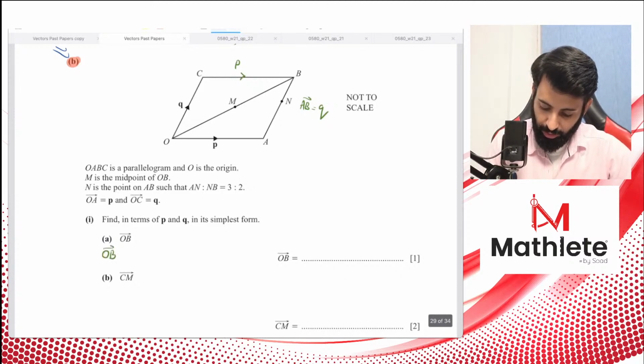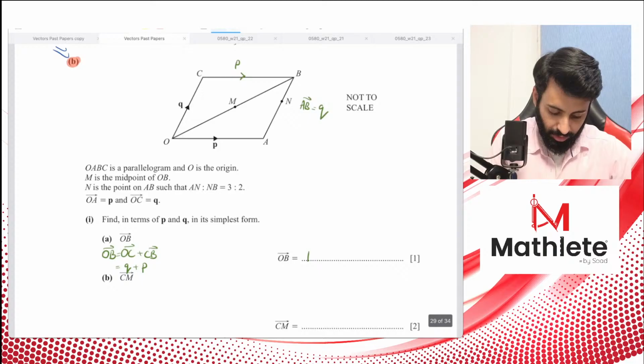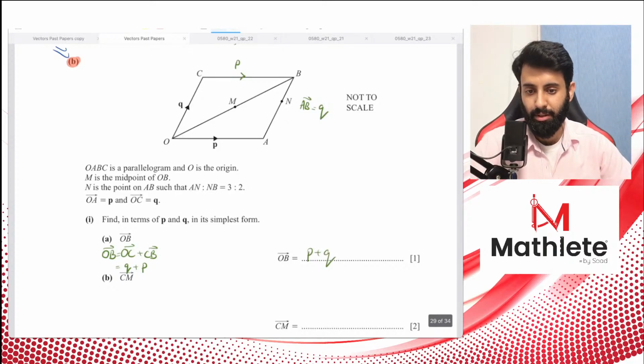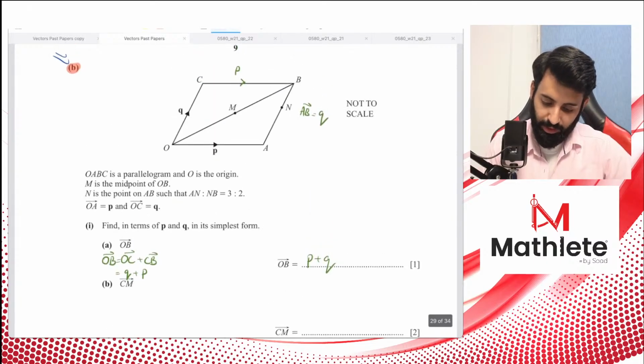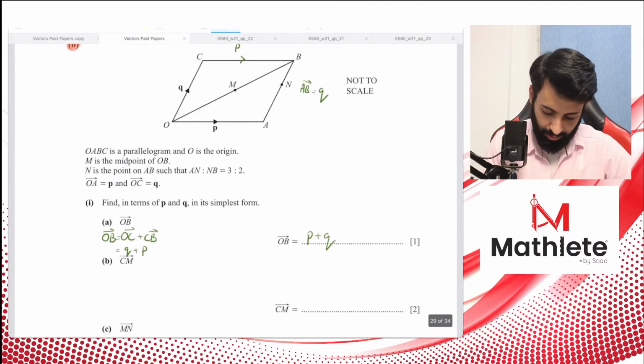So for OB, we're going to do OC plus CB. OC is equal to Q and CB is equal to P. So there you go. Q plus P, or you can write it as P plus Q. However you want to write it, doesn't matter. Then it says CM. How do we find out CM? Let's see. So this is a 2-mark question.